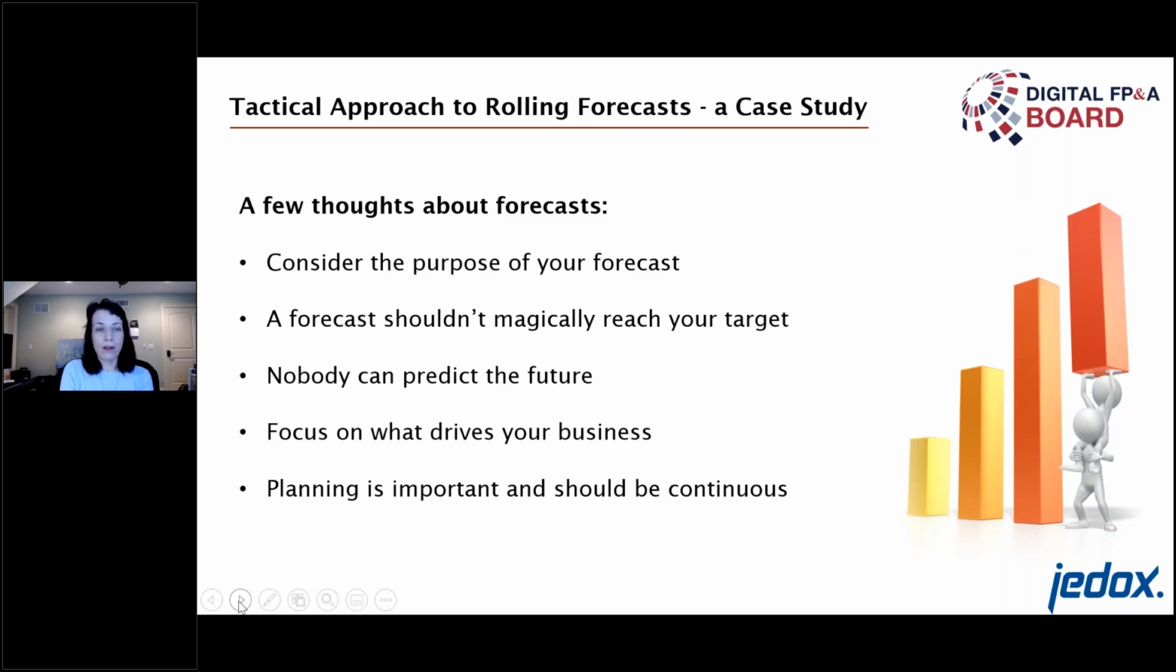I think another important point is that your forecast doesn't magically reach a target number, that it actually is a true representation of what's going on in your operations, that your results are reflective of the current state of how your business is functioning, because otherwise you're again missing the purpose. It's not going to inform management as to action to take. It's also really important to realize that nobody can predict the future. The only thing you can do as a finance team is really take a look at what the drivers are telling you.